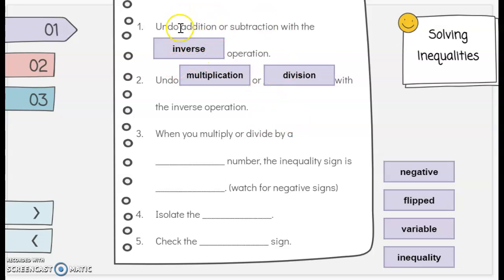So if I'm adding in my inequality, to undo it, I need to subtract. If I'm multiplying in the inequality, to undo it, I need to divide. That's what that is saying.